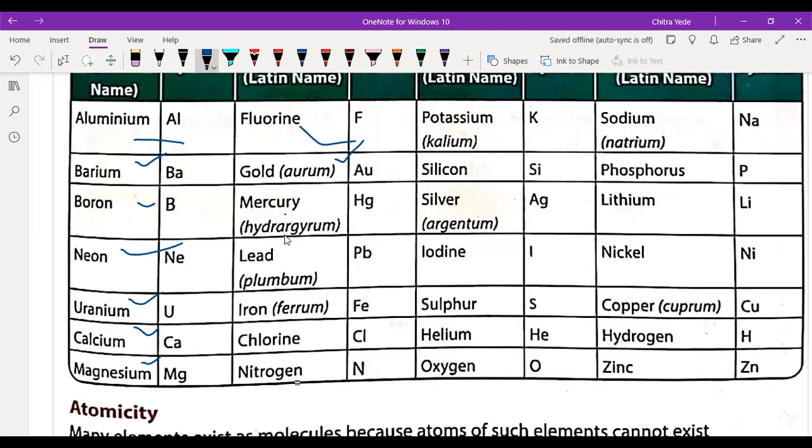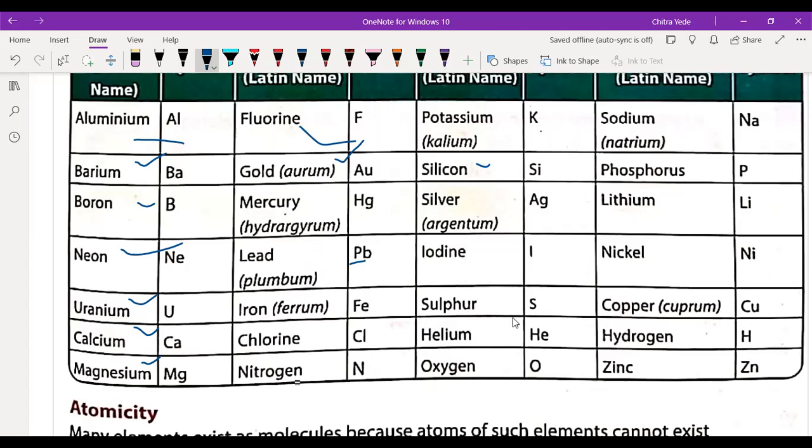Mercury is hydrargyrum, so hence it is used as Hg. For lead, it is plumbum, so it is Pb. For iron, it is ferrum, so it is Fe. Chlorine is Cl. Nitrogen is N. Potassium is called kalium, so hence it is K. Silicon is Si. Silver is argentum, so it is used as Ag.